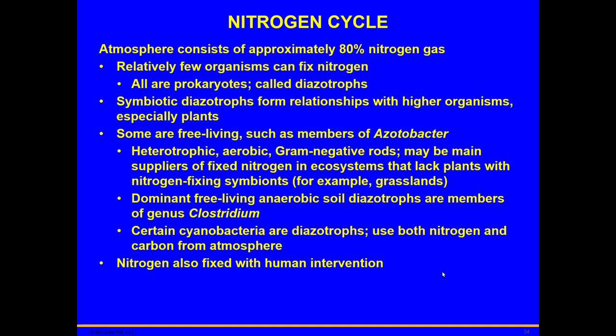Some are heterotrophic, they're aerobic. This is for Azotobacter. They are heterotrophic, aerobic, they have to function in an oxygen atmosphere, gram-negative rods. They may be the main suppliers of fixed nitrogen in ecosystems that lack plants with nitrogen-fixing symbiotes. We'll get more into this in a bit, but what I'm basically saying is these are going to be present in places such as grasslands, when there are not other types of plants that would cultivate other types of nitrogen-fixing bacteria.